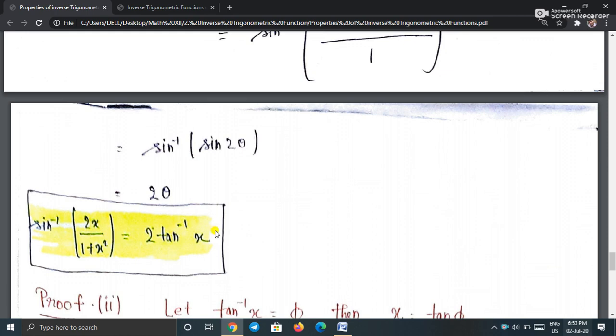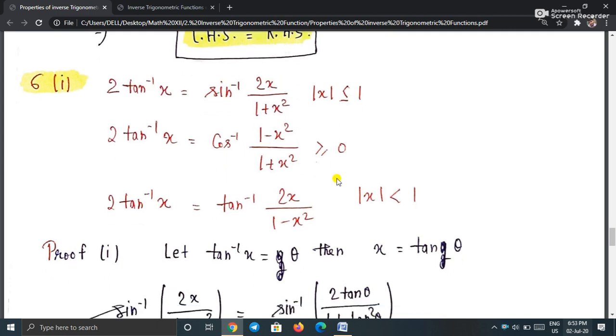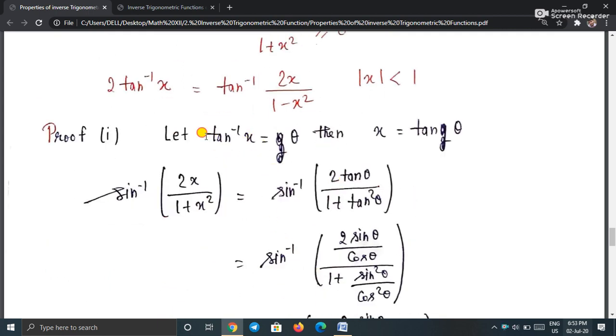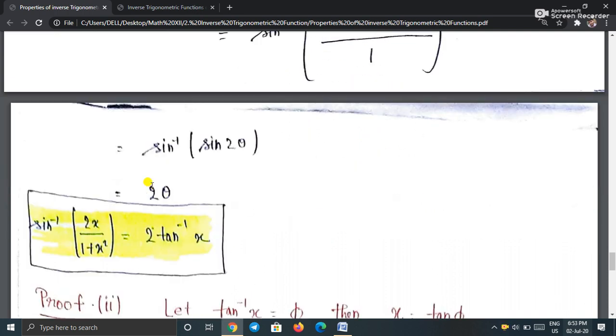Now see the second formula. Sin inverse 2x upon 1 plus x square is equal to 2 tan inverse x. So for this, let us suppose that tan inverse x is equal to theta. So x is equal to tan theta. Simply put the value of x, 2 tan theta upon 1 plus tan square theta. Now change it into sin and cos, and you will get sin inverse sin 2 theta. It is equal to 2 theta, and the value of theta is what? Tan inverse x. So sin inverse 2x upon 1 plus x square is equal to 2 tan inverse x.